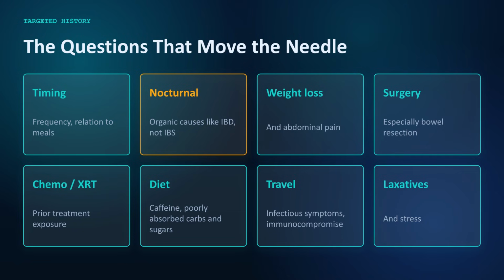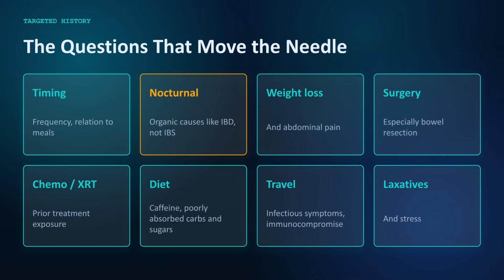Ask about timing, how often, and whether the diarrhea relates to meals. Ask specifically about nocturnal diarrhea, which associates with organic causes like inflammatory bowel disease rather than irritable bowel syndrome. Ask about abdominal pain and weight loss. Ask about prior surgery, particularly bowel resection, and about chemotherapy or radiation.